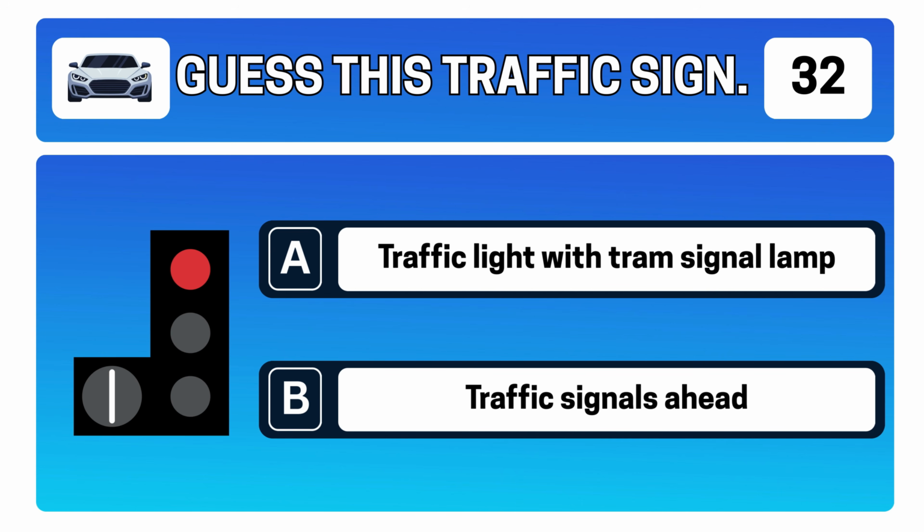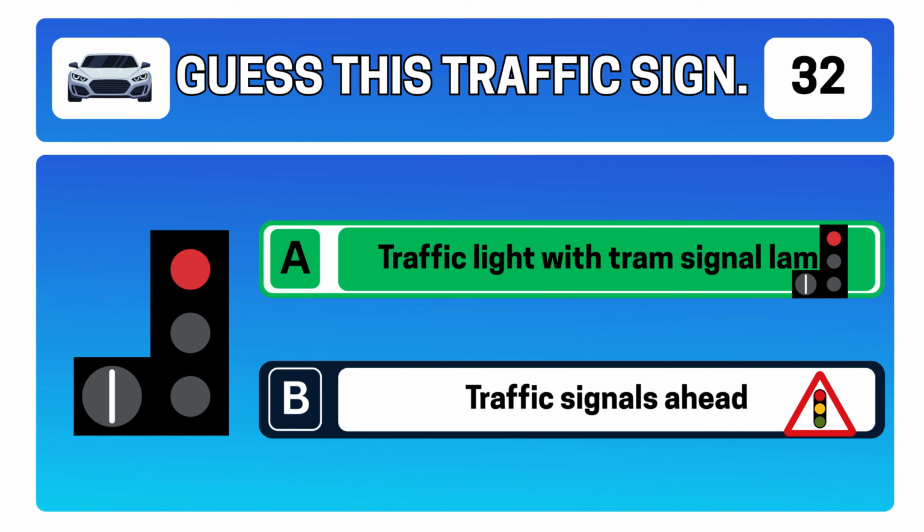Guess this traffic sign. A. Traffic light with tram signal lamp. B. Traffic signals ahead. Excellent. It is the traffic light with tram signal lamp sign.